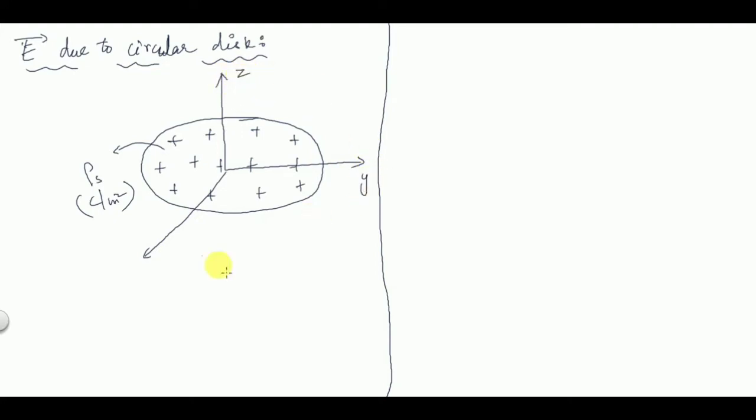So this is z, y and x. On the circular disk I am taking a small amount of sheet charge. I am considering a small amount of sheet charge. In the opposite direction also you will have the same sheet charge here.